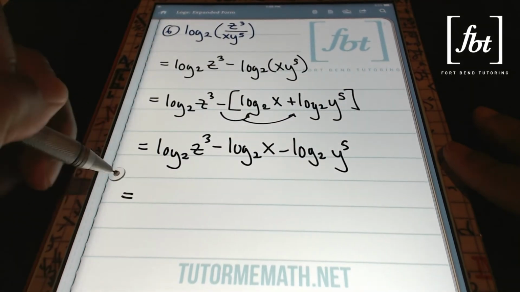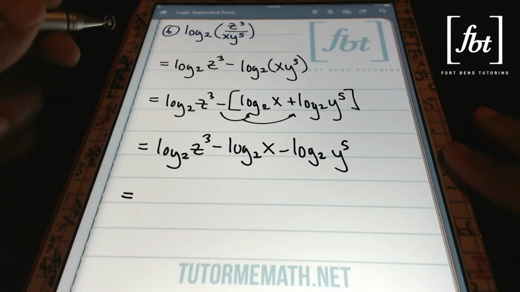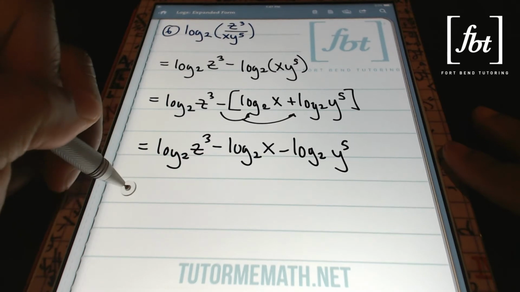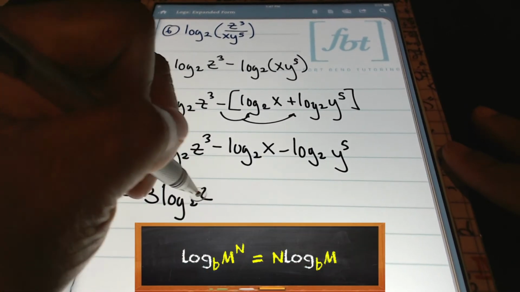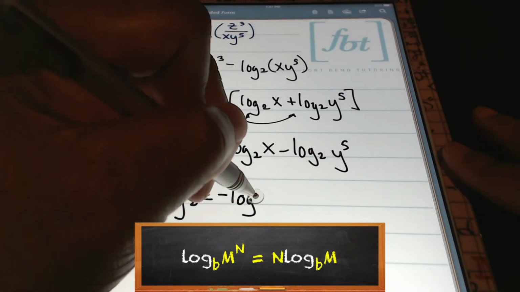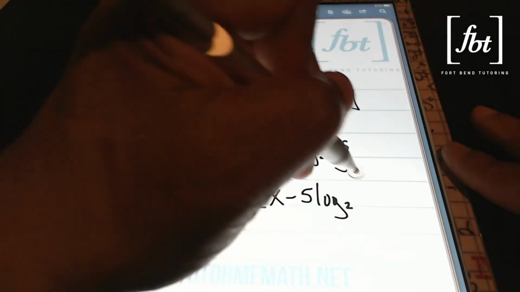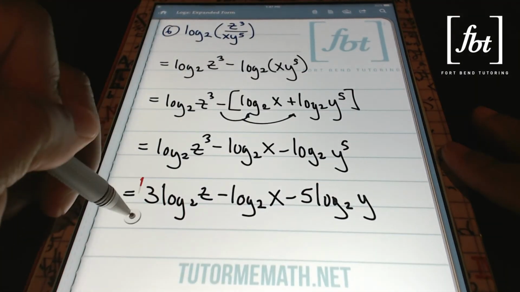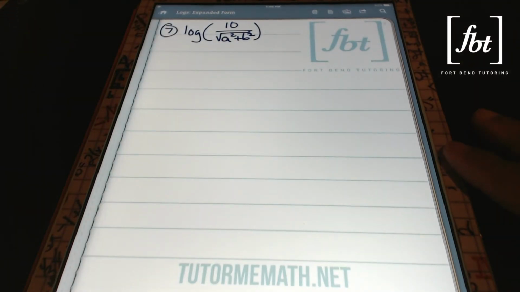And now we'll be taking care of all of those pesky exponents. That's what we'll be doing, making each and every one of them coefficients. So we can rewrite the first term as 3 log base 2 of z minus log base 2 of x minus 5 log base 2 of y. Red boxing it. There you go. Problem number 6. Done and done. Let's continue on with problem number 7.